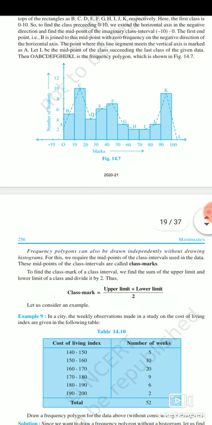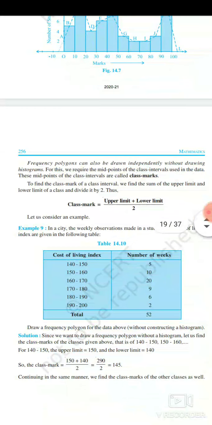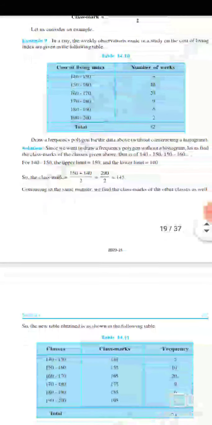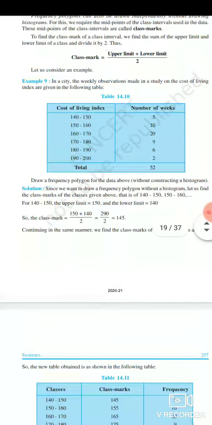without a histogram. So now the question is: in a city, weekly observations made in a study on the cost of living index are given in the following table. Check your table. Starting point 140, 150, 150, 160. There is no gap, so it is continuous type, and every class width is also 10. So you can start. Number of weeks is also given. Now you are going to draw only the frequency polygon.